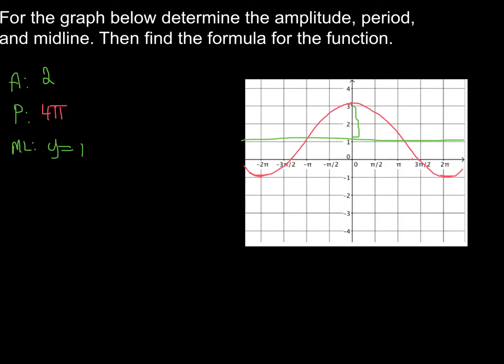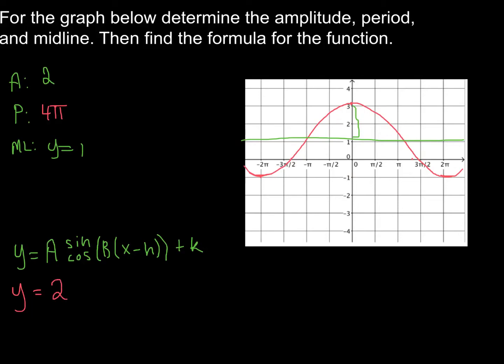So the general formula for a sinusoidal function is y equals a times, now it could either be sine or cosine, so I'll just give us the option here, sine or cosine of b times x minus h, plus k. So now let's go ahead and actually try and write this for our particular graph. Well, I know the amplitude is 2, and the amplitude is just the absolute value of a. So let's just go ahead and plug in 2 here.